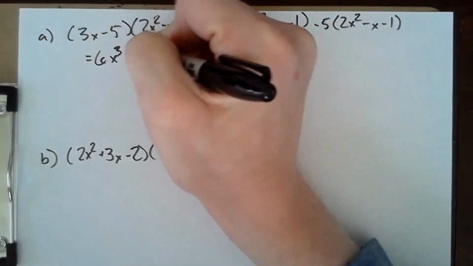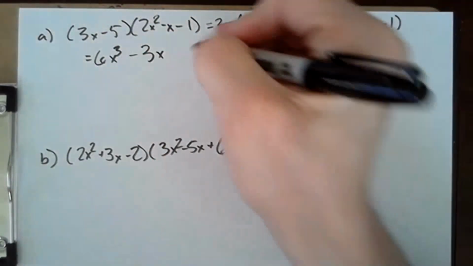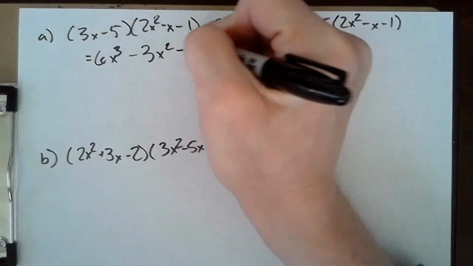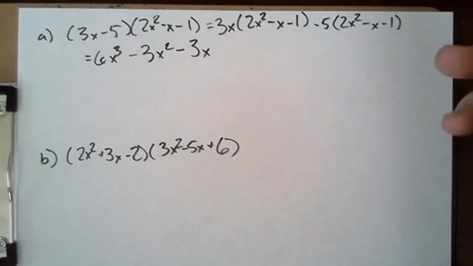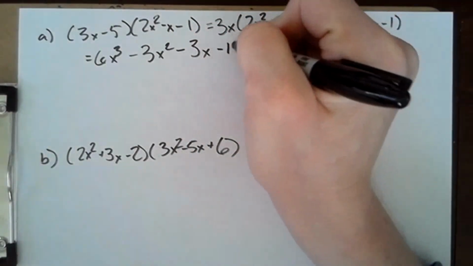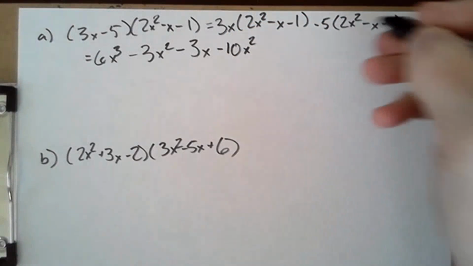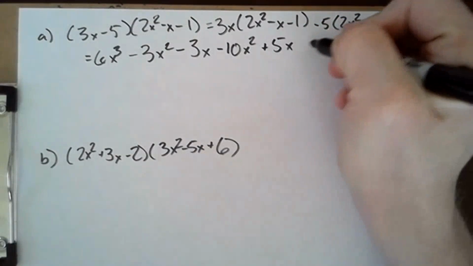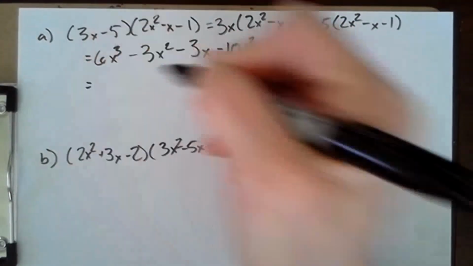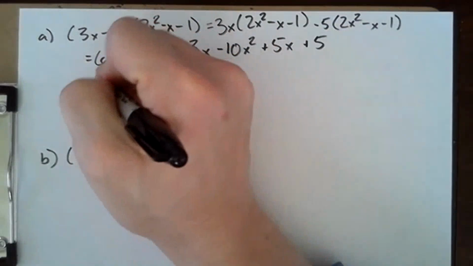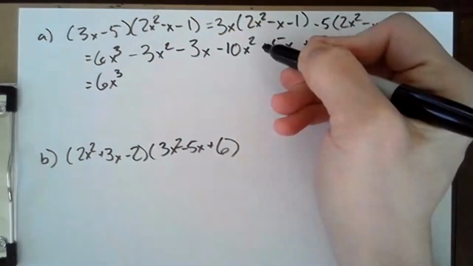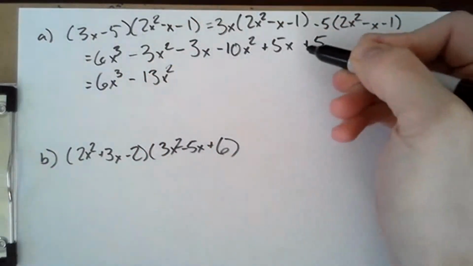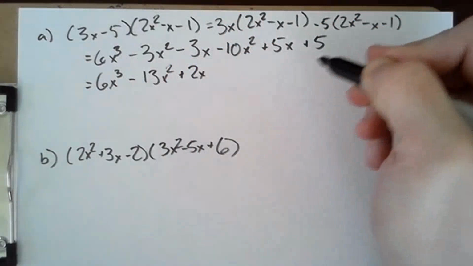3x times negative x is negative 3x squared, I should have said. 3x times negative 1 is negative 3x. Negative 5 times 2x squared is minus 10x squared. Negative 5 times negative x is 5x. Negative 5 times negative 1 is positive 5. And now I combine my like terms to get 6x cubed, 3 minus 10 is minus 13x squared, minus 3x plus 5x is plus 2x, plus 5.